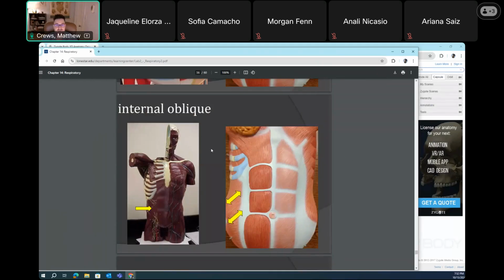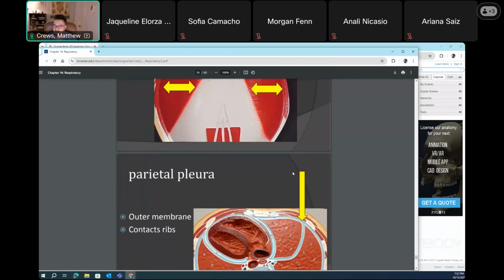This PowerPoint is on the lab images and models, so you're going to want to look through this and learn all these.